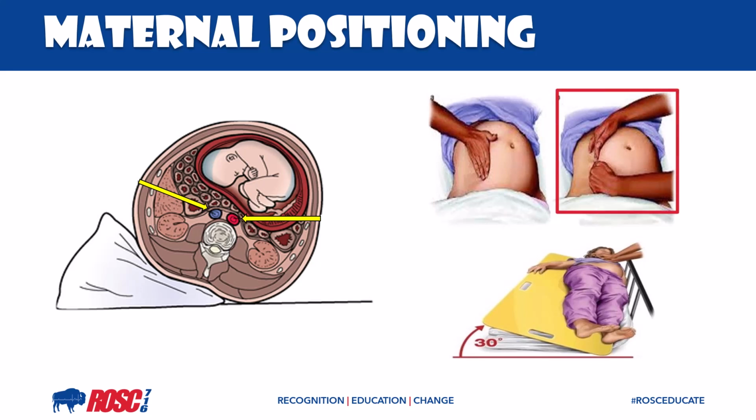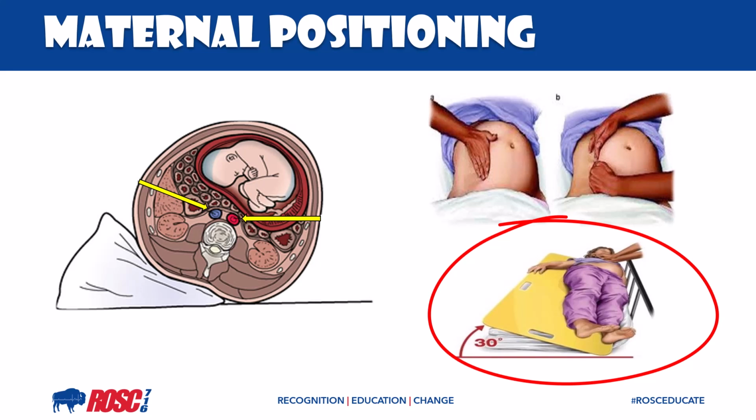In this example, mom isn't able to help much. The provider comes to the left side of the bed and provides extreme uterine displacement to the left. And then lastly, in this example, it appears that mom is undergoing CPR or ACLS and is still on a backboard. The provider is wedged up the backboard to provide leftward positioning.